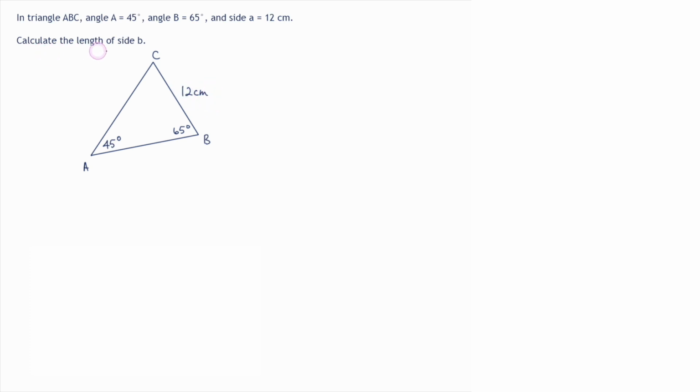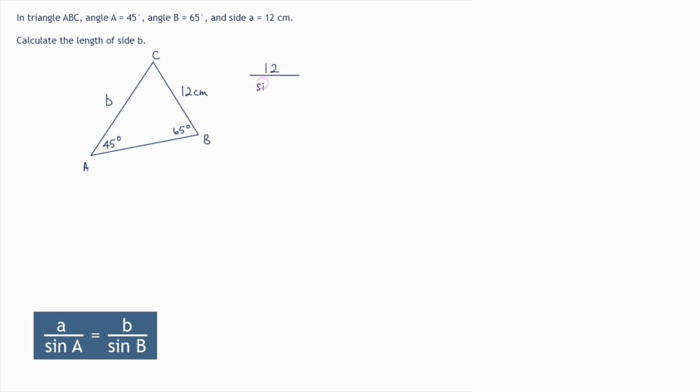We have to calculate the length of side b, and side b is opposite angle B. So this is side b here. So what we have here is a over sine A is b over sine B. That's the sine rule. So let's write that down. We've got 12 over sine of 45 is equal to b, and b is what we're trying to find, over sine of the angle opposite it, which is 65.